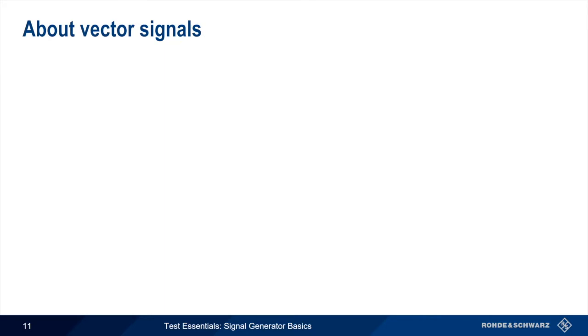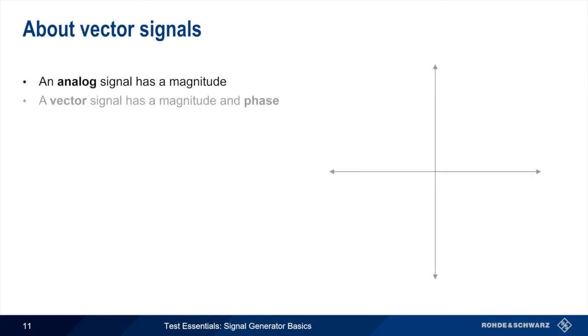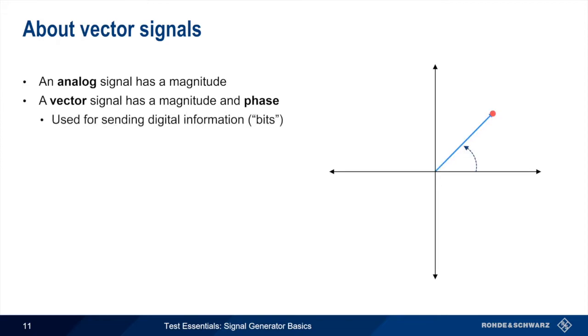Now that we've covered analog signal generators, it's time to move on to vector signal generators. But before we get started, we need to explain what the difference is between analog and vector signals. An analog signal is defined by a magnitude alone. In other words, it's a scalar value. A vector signal is defined in terms of both a magnitude and a phase.